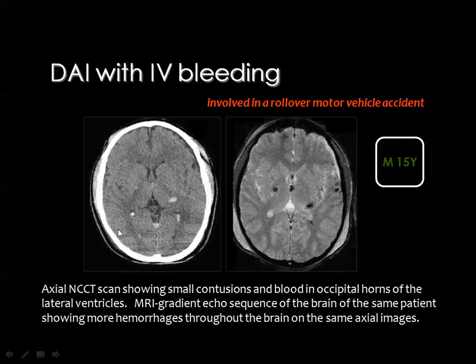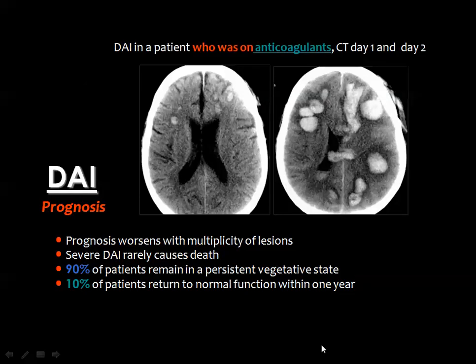And this is also the appearance of diffuse axonal injury in the CT and in the corresponding MRI. And of course, you may be able to appreciate more hemorrhagic foci which are not seen on the CT scan. And also you can see the blood in the occipital horn of both lateral ventricles.